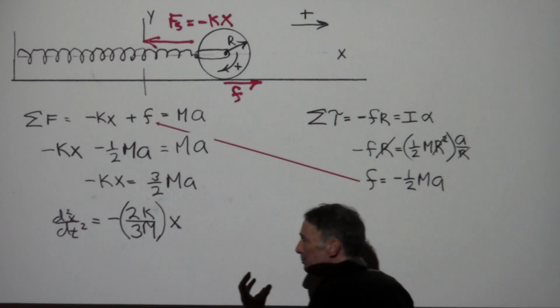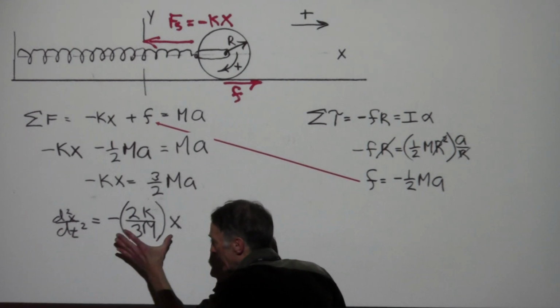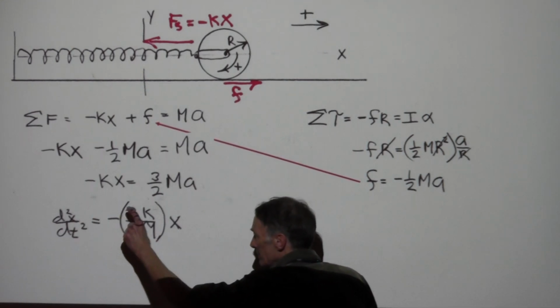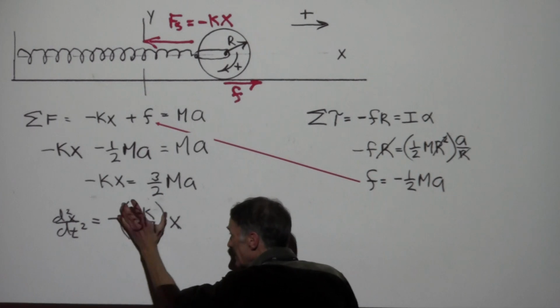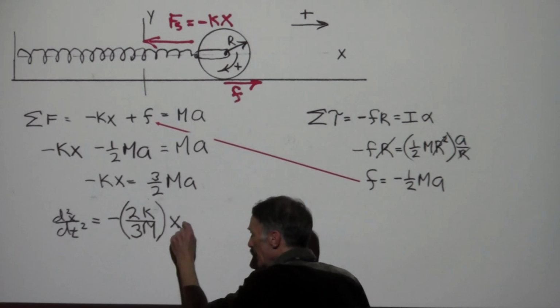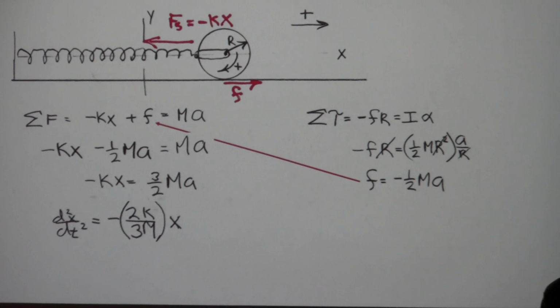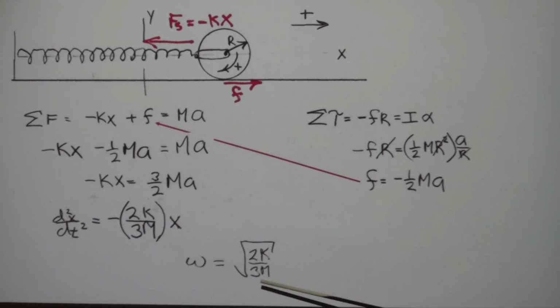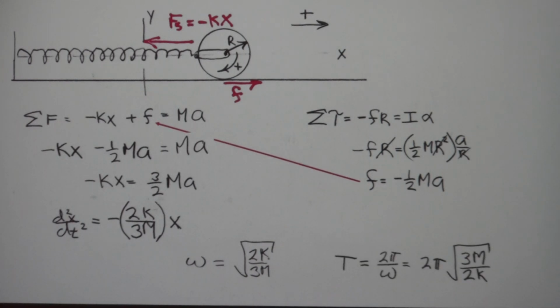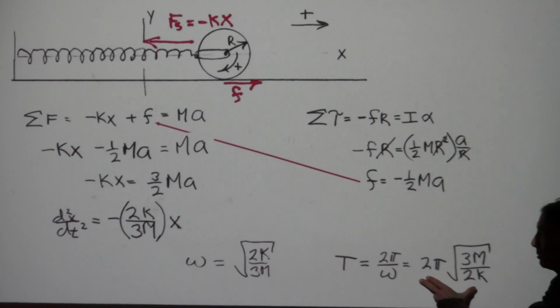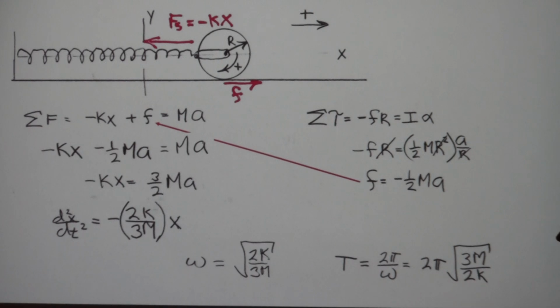So I've really got the problem solved. This is what I'm looking for. The second derivative is equal to minus some constant, that stuff that's in the bracket, times x. Once I have that, I know immediately that omega has to be equal to the square root of that. And the period is going to be 2 pi over omega. And you're home free. You've got the solution to the problem.